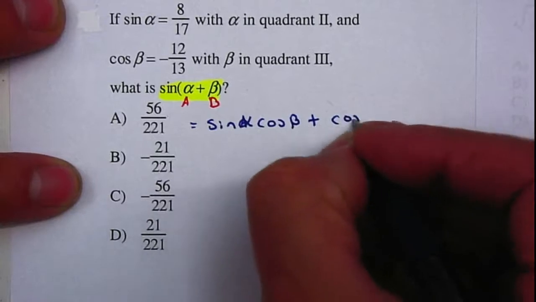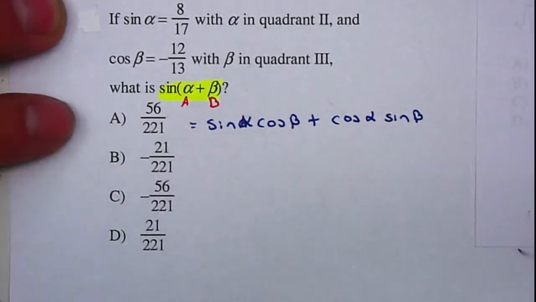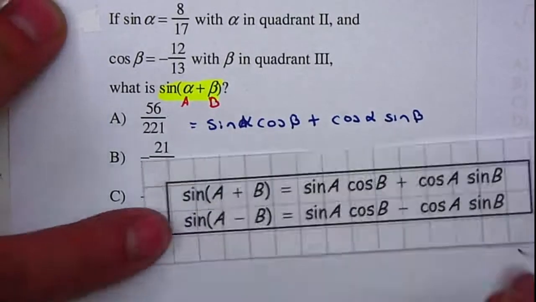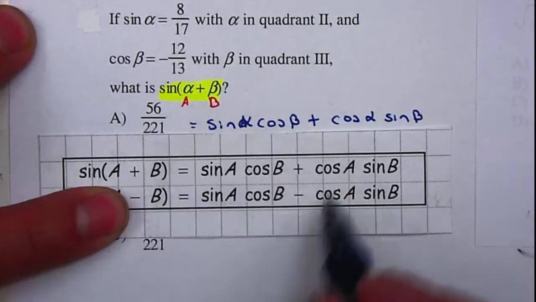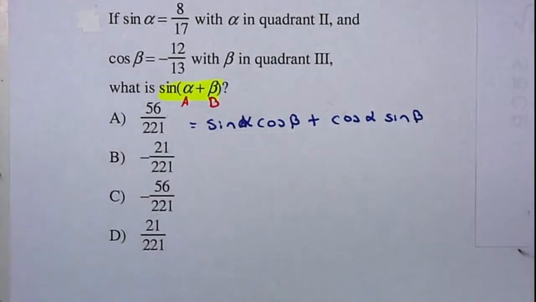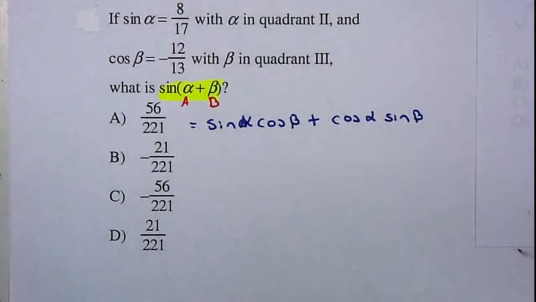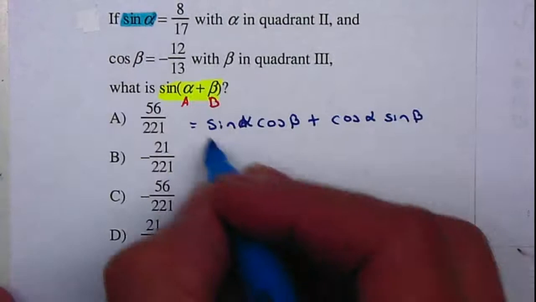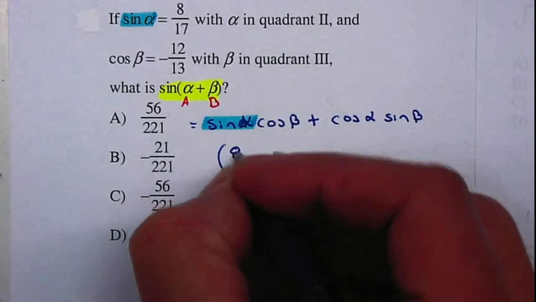Now the cosine of alpha and the sine of beta. So basically I just use my formula and I substitute sine of alpha, cosine of beta, plus cosine and sine. Now they only are giving you the following information. They tell you that the sine of alpha is 8 over 17. So I'm going to replace the sine of alpha with 8 over 17.